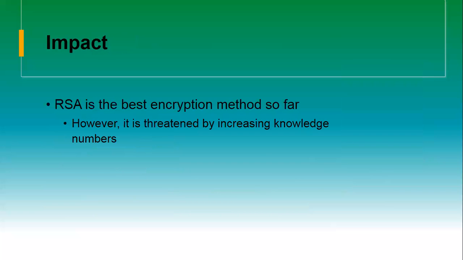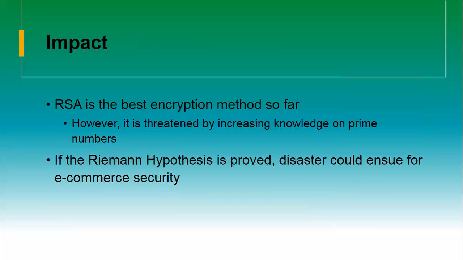So the impact of all this: RSA is the best encryption method we have so far, but it is threatened, because the difficulty in hacking it is based on our lack of understanding of prime numbers and how they're distributed throughout the numbers. There's a lot of number theory that goes on there, and a big part of number theory right now is the Riemann hypothesis. There are a lot of people trying to prove it, because it basically says that prime numbers do have a reason to where they're spaced out.